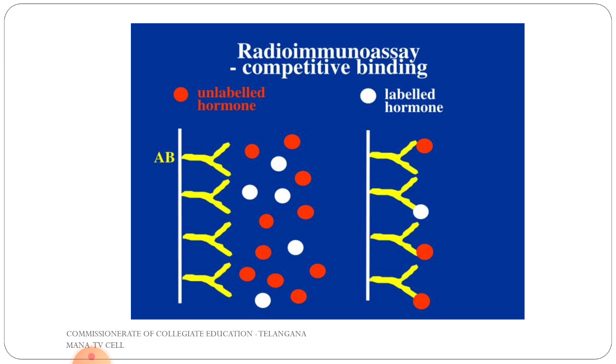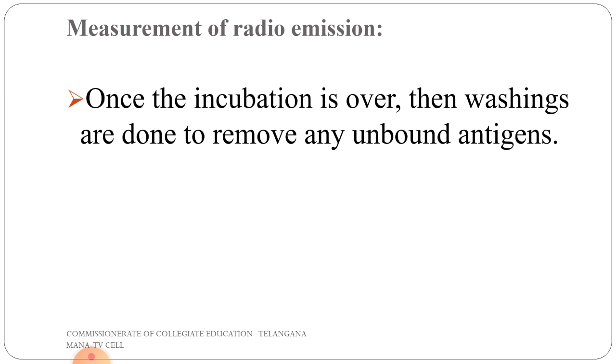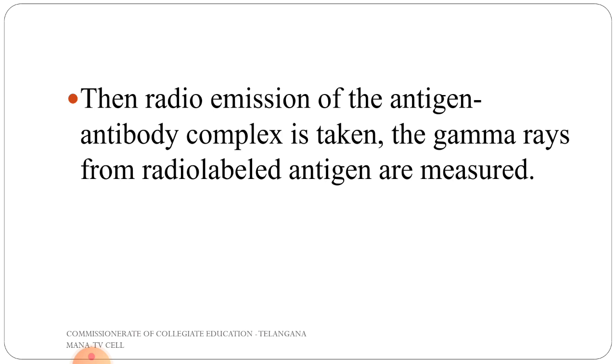Diagrammatic representation of radioimmunoassay's principle, competitive binding. Here in the picture we can see unlabeled hormone and labeled hormone. Here we can see labeled hormones which are already bound to the antibody being displaced by unlabeled hormone. Once the incubation is over, washings are done to remove any unbound antigens. Then radio emission of the antigen antibody complex is taken. The gamma rays from radiolabeled antigens are measured.